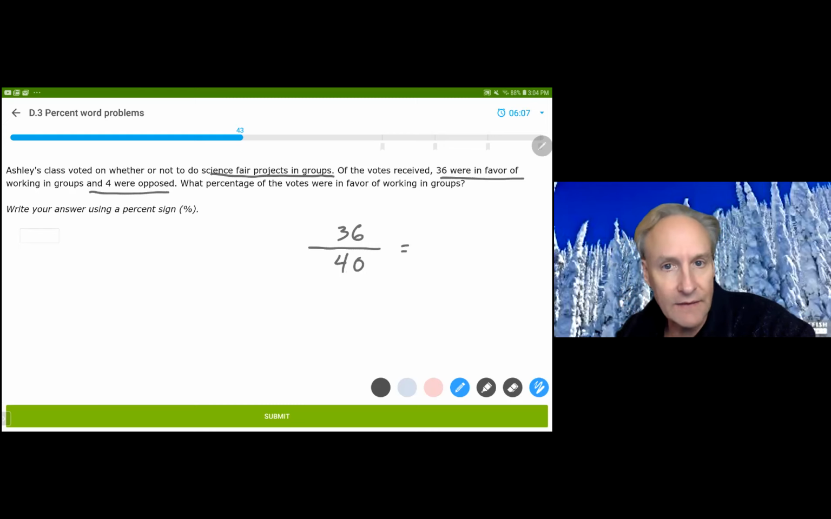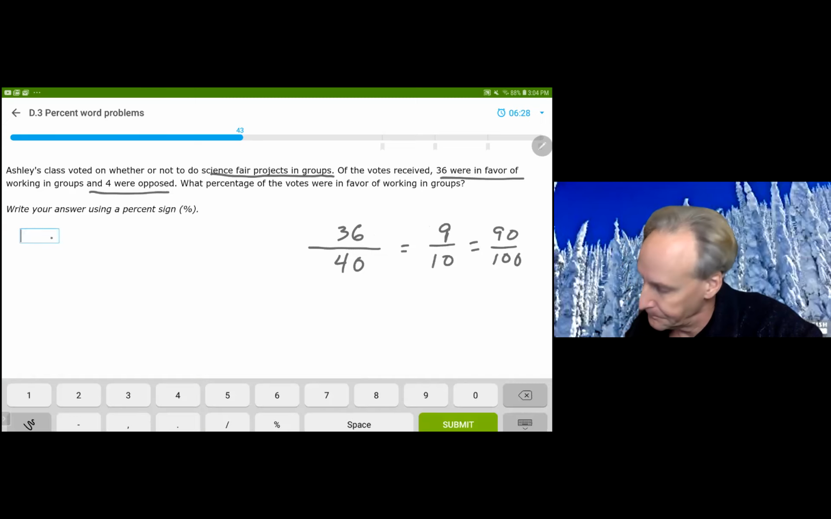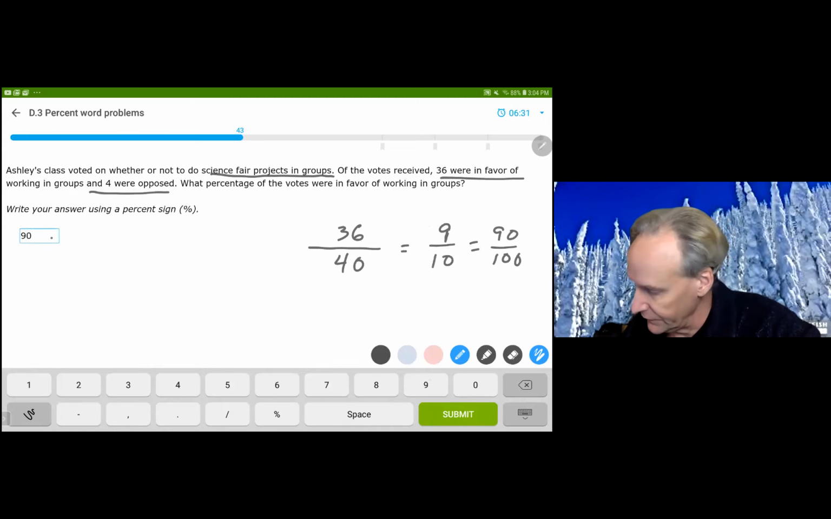And you do have to add them together to get the total number of votes, assuming that there were no abstainers or whatever. And 36 over 40, we can reduce by dividing by 4, which is 9 over 10. And I hope you all recognize that as the same as 90 over 100, or 90%. And we're supposed to use the percent symbol.